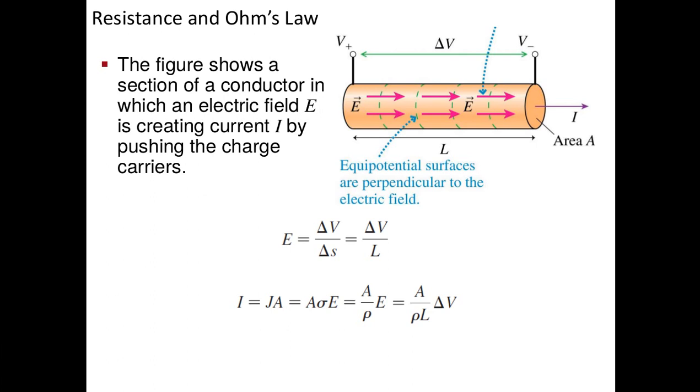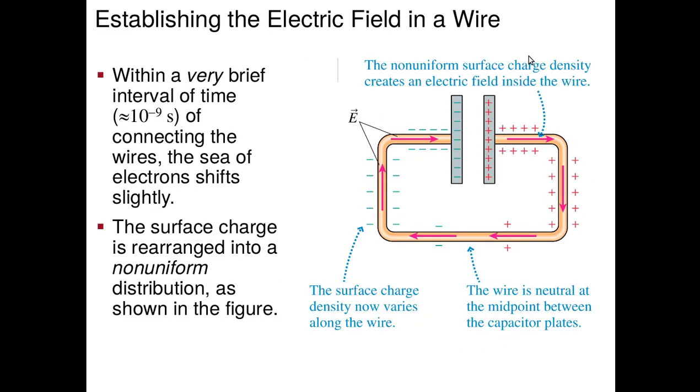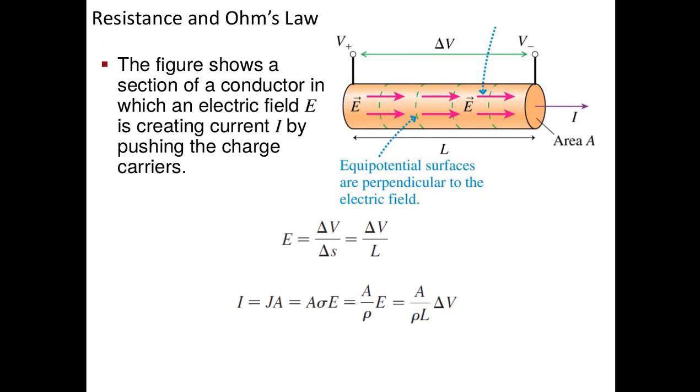So let's go back to our electric field. There's an electric field inside the wire. That means there has to be a potential difference across the wire, right? If we go back to this situation right here, there's a potential difference due to the plates or due to a battery, something like that. So there has to be an electric field inside the wire.